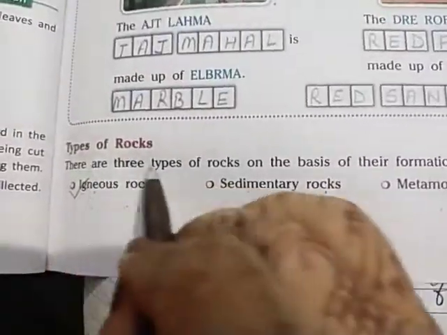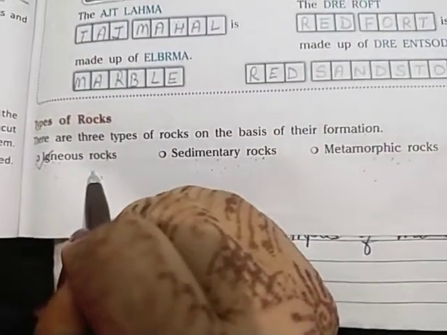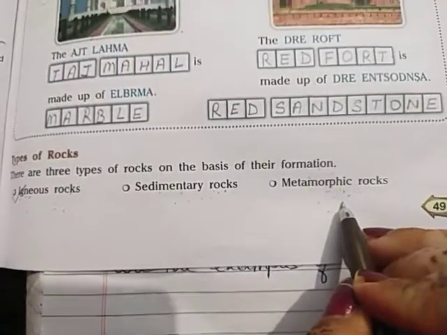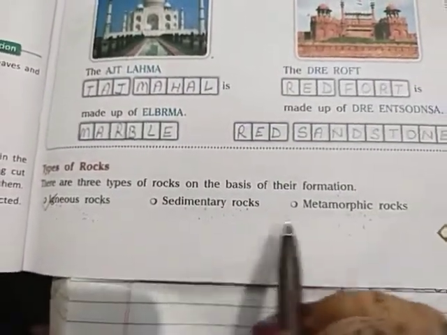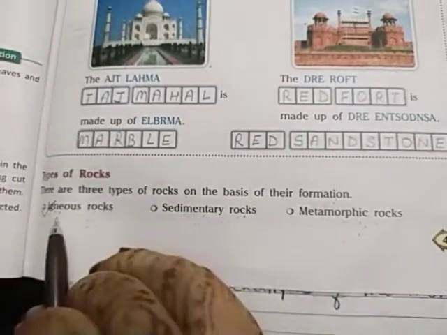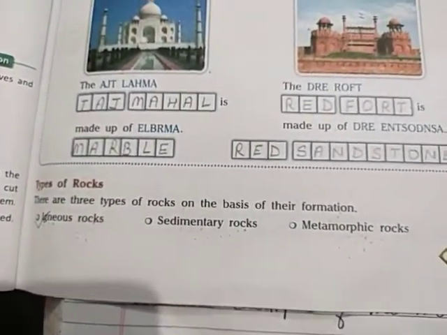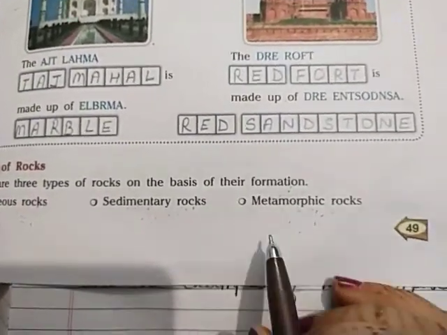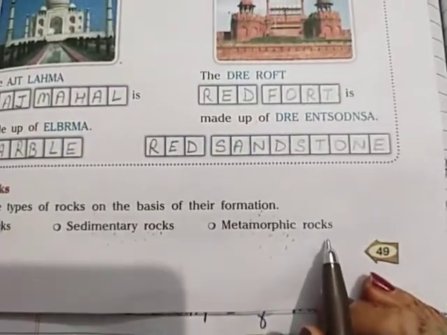There are three kinds of rocks, as we have learned earlier: the igneous rocks, the sedimentary rocks, and the metamorphic rocks. So on the basis of their formation, there are three kinds of rocks. We have covered the igneous rocks. The sedimentary rocks also have been covered and explained by me. Now we will move towards the metamorphic rocks.